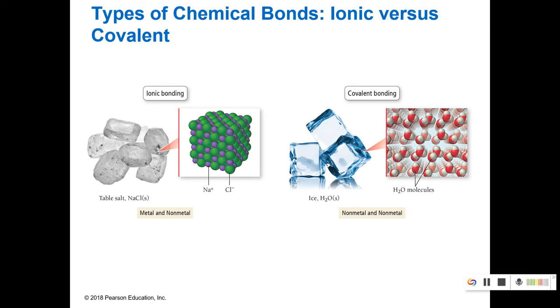So ionic bonding is going to be a metal and a nonmetal, which is super important. You do need to write that down. Covalent bonding is going to be 2 or more nonmetals.